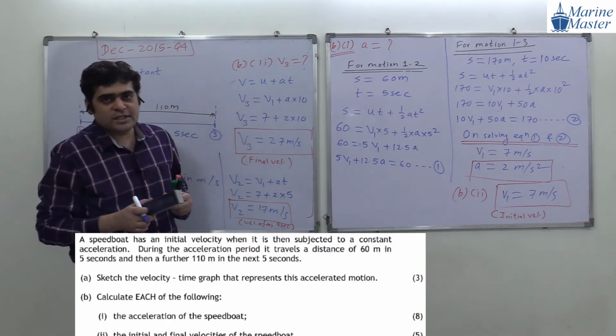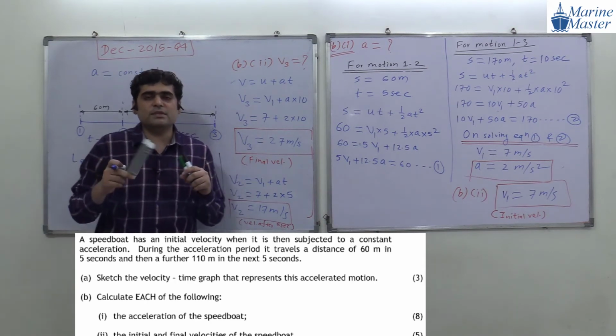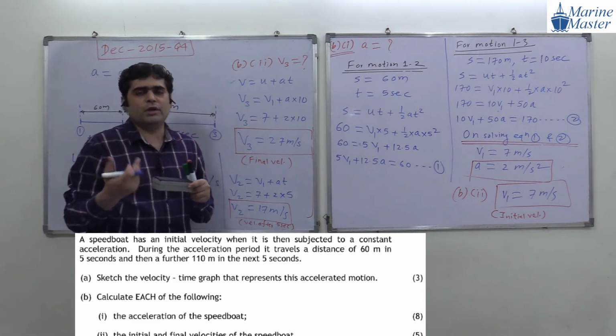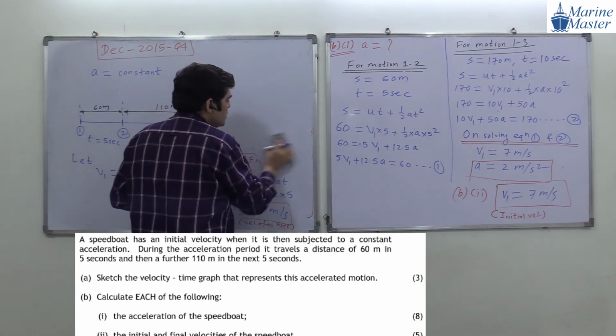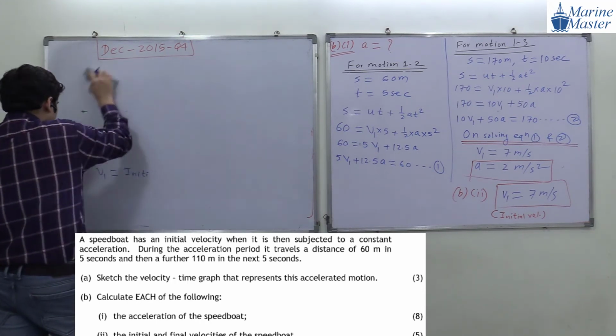Now guys, try to see the scenario here. What they are asking us here in the A part? We are doing the A part first because for the later parts we need the values of velocities also. So try to see the scenario. They are asking us to draw the velocity time graph. Okay, in the A part, very simple.